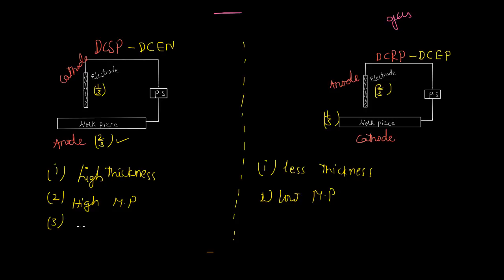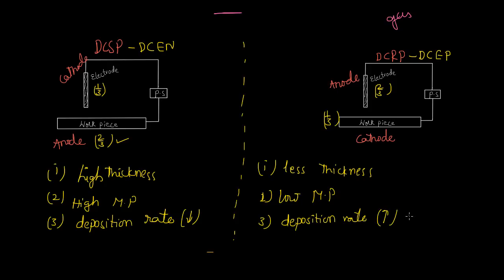And then come to the third difference, that is nothing but the deposition rate. Now you tell me in which the deposition rate is higher. Here the electrode is consuming at a slower rate. That means the deposition from the electrode is lesser. So deposition rate is less here, and here the electrode is having more heat. That means it is melting faster, decomposing faster. So the deposition rate is higher here. By the way, the deposition rate units are kg per hour.